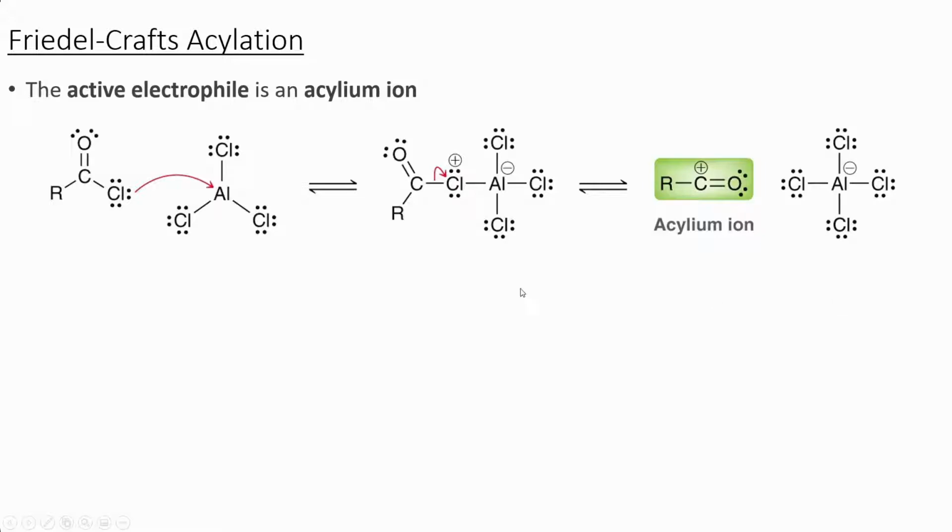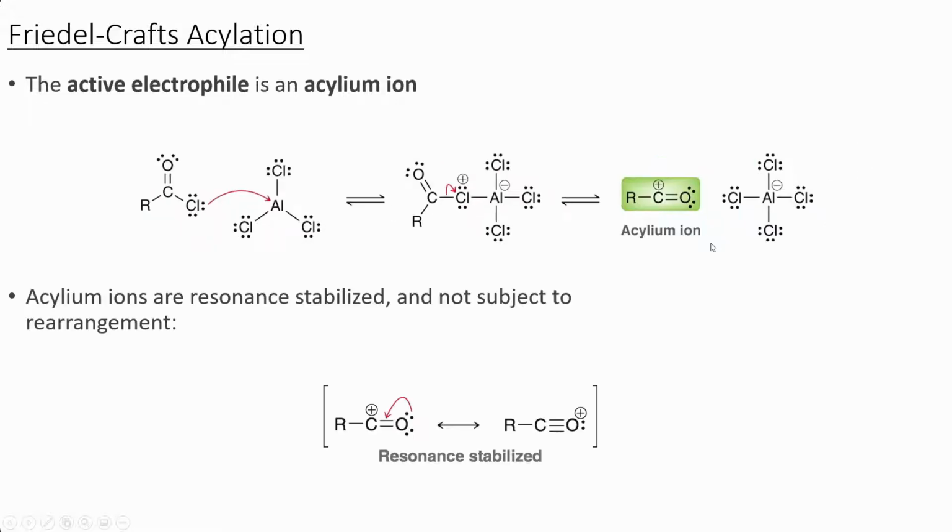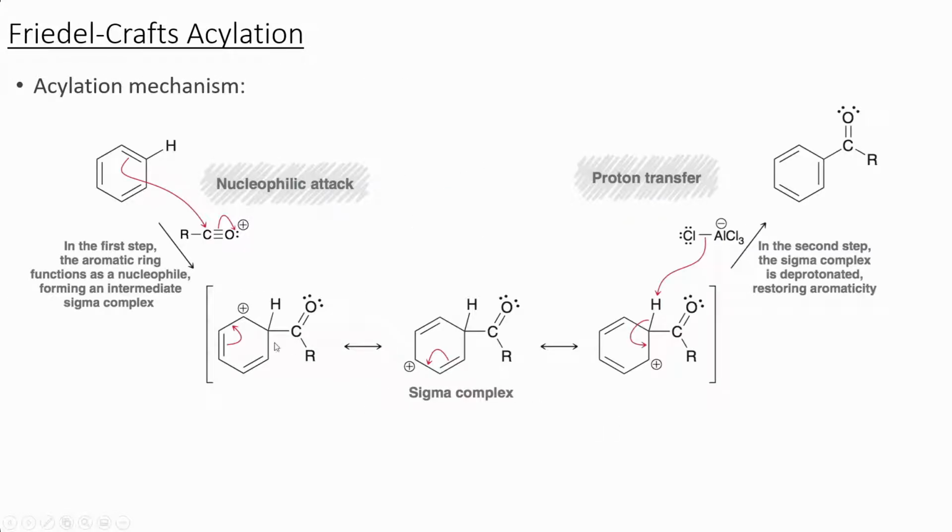To begin with, chlorine from the acyl chloride starting material is going to attack the aluminum trichloride, and then this carbon-chlorine bond will break, which yields the acylium ion. If we look at the resonance structure of the acylium ion, it's resonance stabilized, which will prevent rearrangement, and also provides us with an extremely electrophilic carbon. This carbon has a positive charge in this position and will be readily attacked by the nucleophilic benzene ring. First step, nucleophilic attack, sigma complex formed, and then finally proton transfer reforms aromaticity.